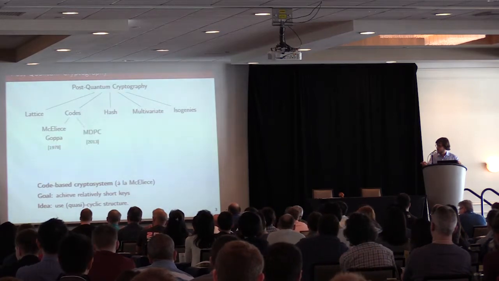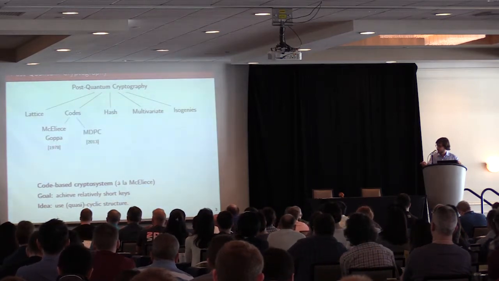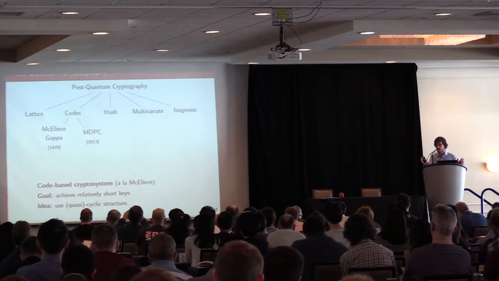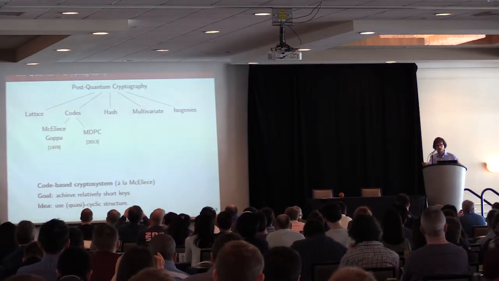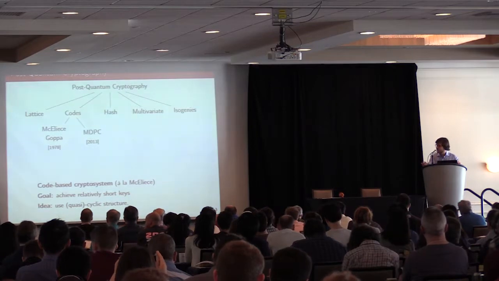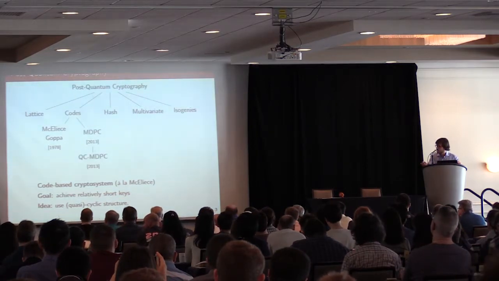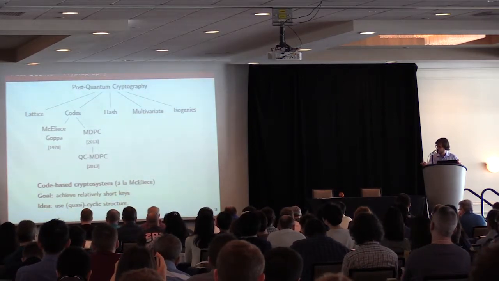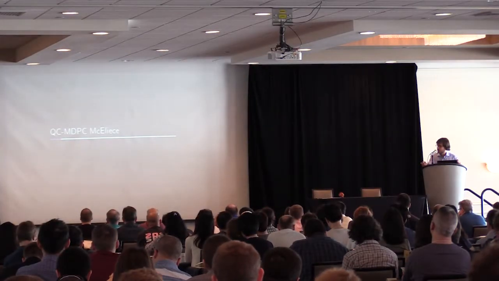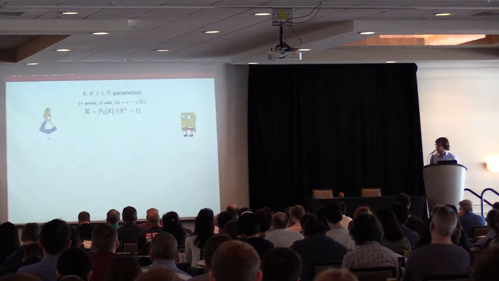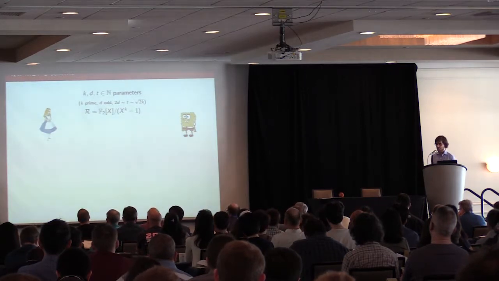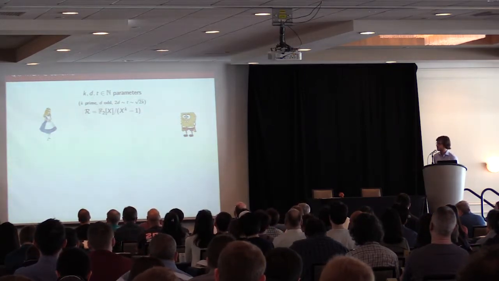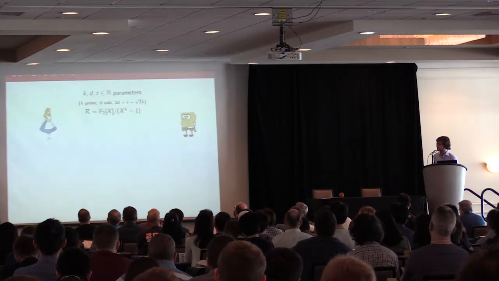And so there was this MDPC proposal, same as LDPCs but with moderate density, so the density of the vectors is in the square root of the length. And so we're going to study here the quasi-cyclic version. So let me recall the scheme. You can see it either as cyclic, circulant matrices or polynomials modulo x to the k minus 1.